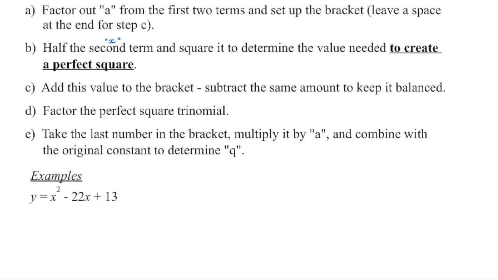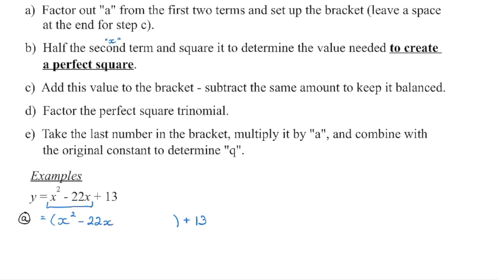Okay, so let's practice this. Step number 1, we're going to factor out the a value from the first 2 terms. So in this case, a is 1. If I divide 1 out of those 2 terms, I'm still going to end up with 1x squared and negative 22x. I'm going to leave this space at the end of the bracket. That's what's going to go in there to complete the square. And then we're going to have this plus 13.